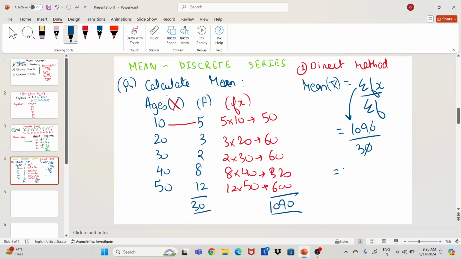So that is 109 by 3, or 108 by 3 plus 1 by 3, and 108 by 3 is 36, so 36.333. So this is the answer for this question. So this is one of the methods of calculating mean in discrete series, that is direct method. Now we'll solve this question again using the second method, and we'll get the same answer.